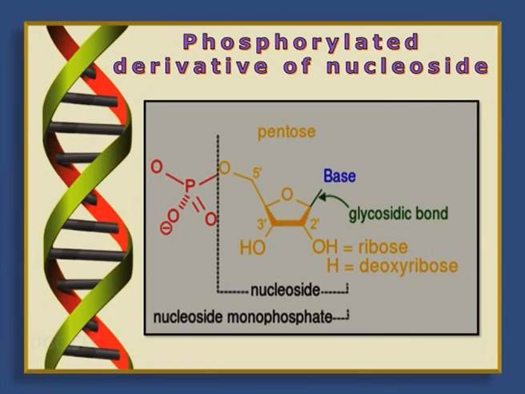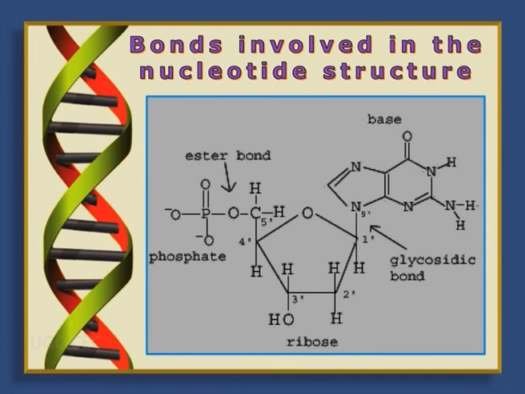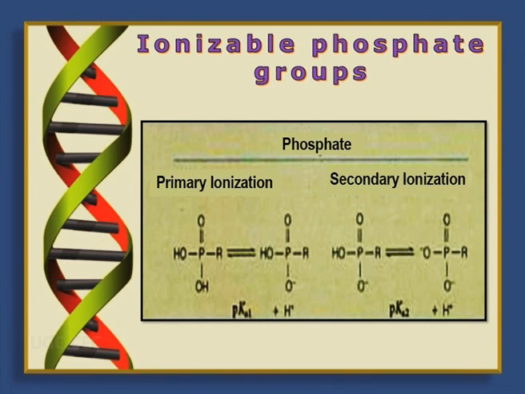The example, as you can see, is shown here. A nucleotide, as we can see in this slide, is the phosphorylated derivative of a nucleoside. Now let us examine the different bonds involved in the nucleotide. Two bonds: one is the N-glycosidic bond and the other is the phosphoester bond. Now let us see why nucleotides are acidic in nature.